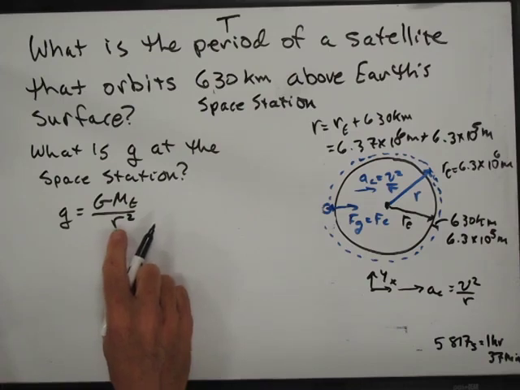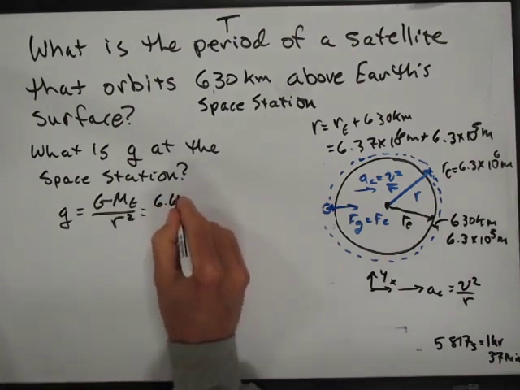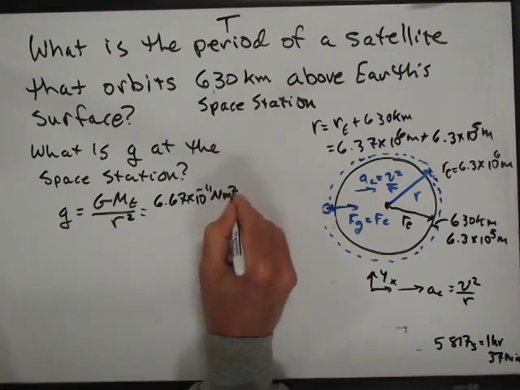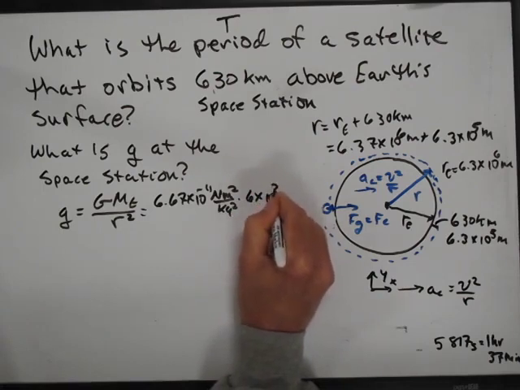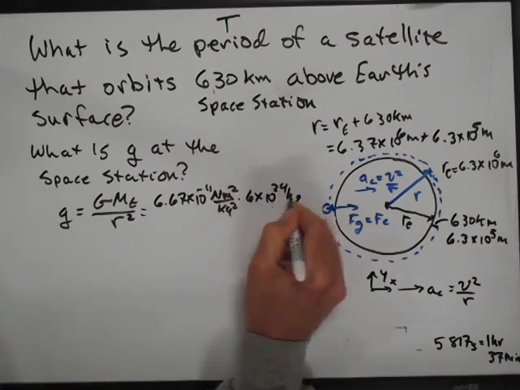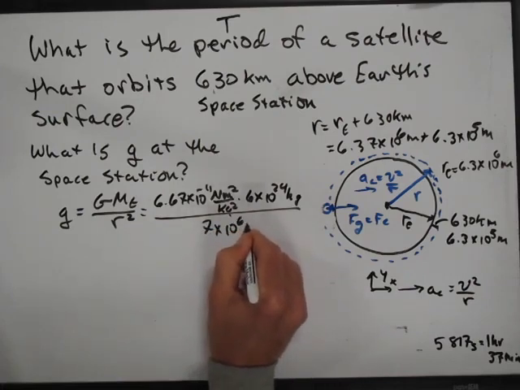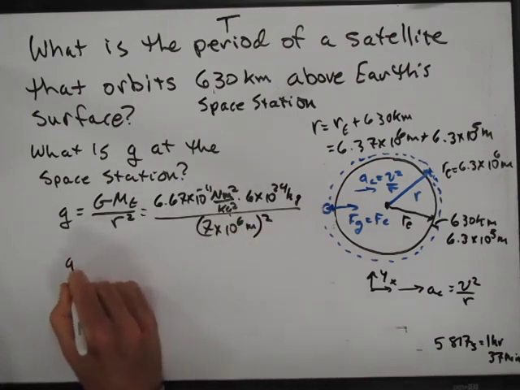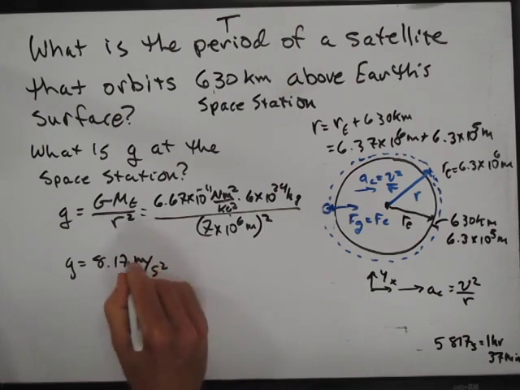Over, instead of using the radius of the Earth, we're using whatever distance you're at, right? And so this would be 6.67 times 10 to the negative 11th Newton meter squared per kilogram squared times 6 times 10 to the 24th kilograms all over 7 times 10 to the 6th meters squared. And what I get for this is g is equal to 8.17 meters per second squared.